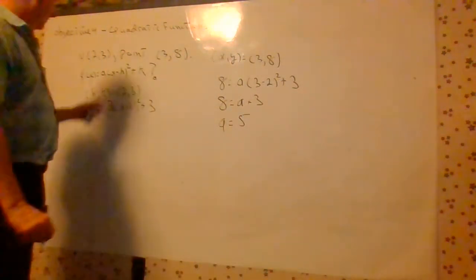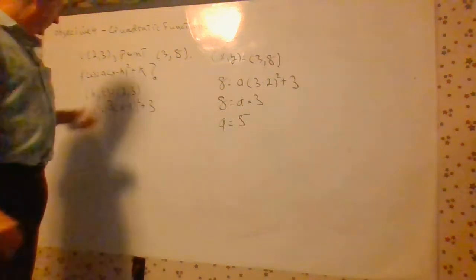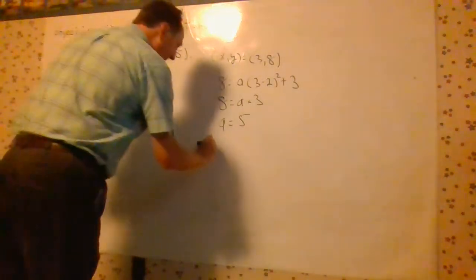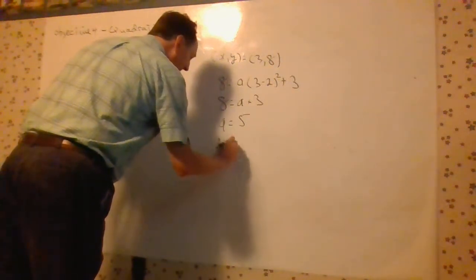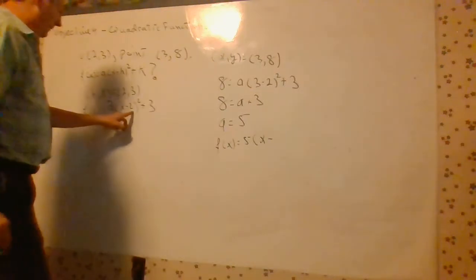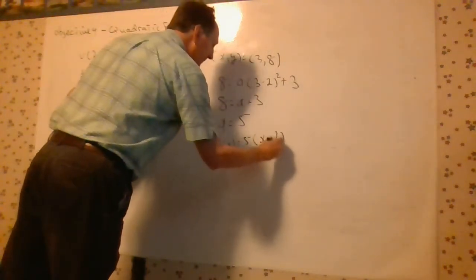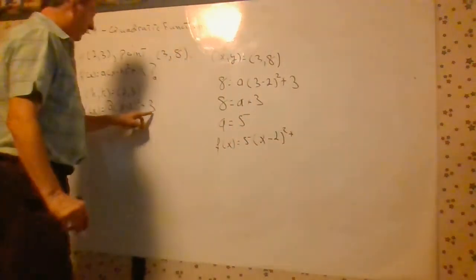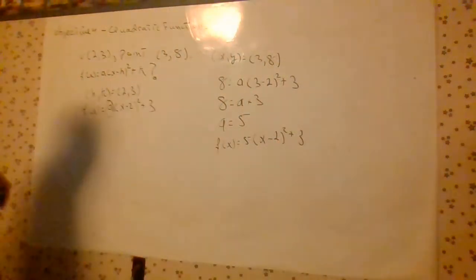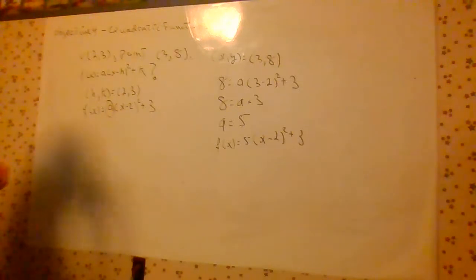And so the quadratic function of the form a times x minus h squared plus k is f of x equals 5 times x minus 2 squared plus 3. And of course you can graph it.